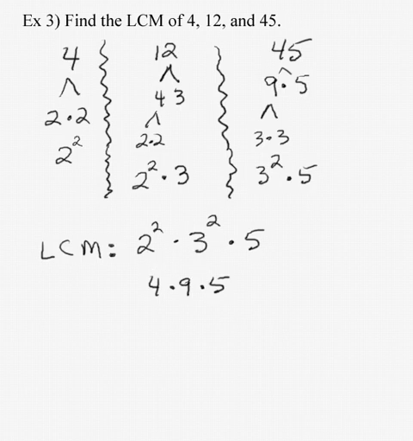So 2 squared is 4, 3 squared is 9. And 4 times 5 is 20. 20 times 9 is 180. So 180 is the least common multiple of 4, 12, and 45, of all three of those numbers.